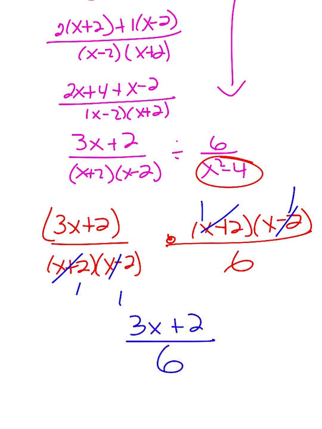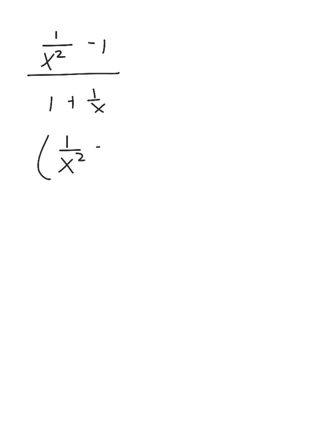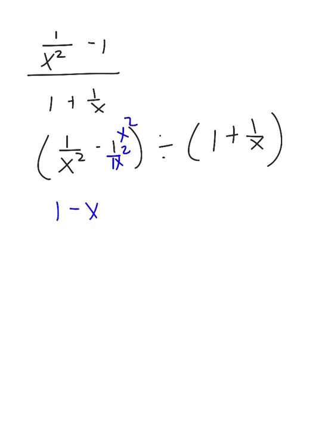All right, let's take a look at B. Okay, so B is 1 over x squared minus 1 all over 1 plus 1 over x. So I'm just going to rewrite it right now. So it's 1 over x squared minus 1 divided by 1 plus 1 over x. All right, so in both parentheses, I have to get the same denominator. So I'm going to multiply the right one over here by x squared. So I get 1 minus x squared over x squared. And I'm going to multiply this one over here just by x. So I get x plus 1 over x.